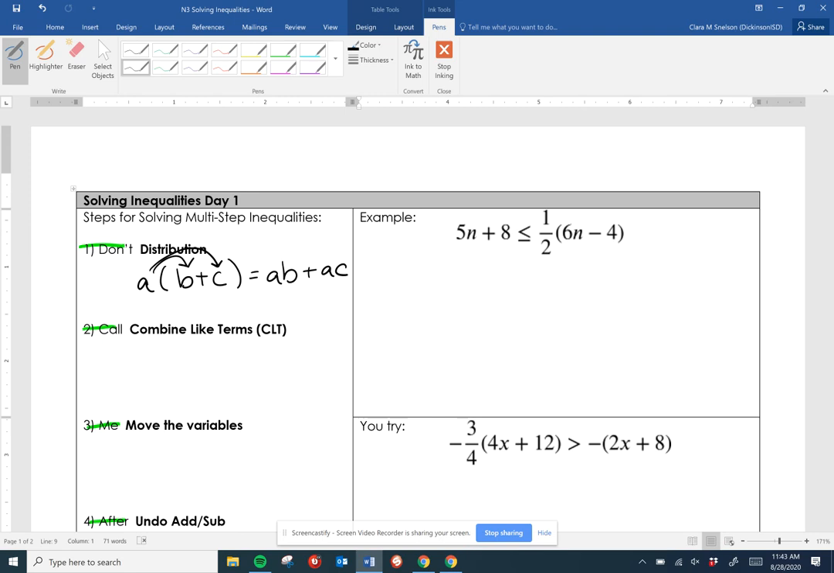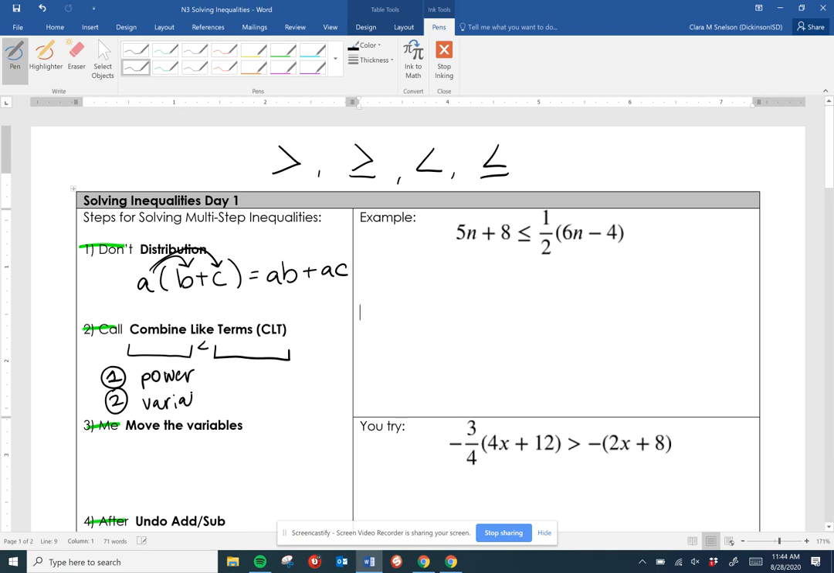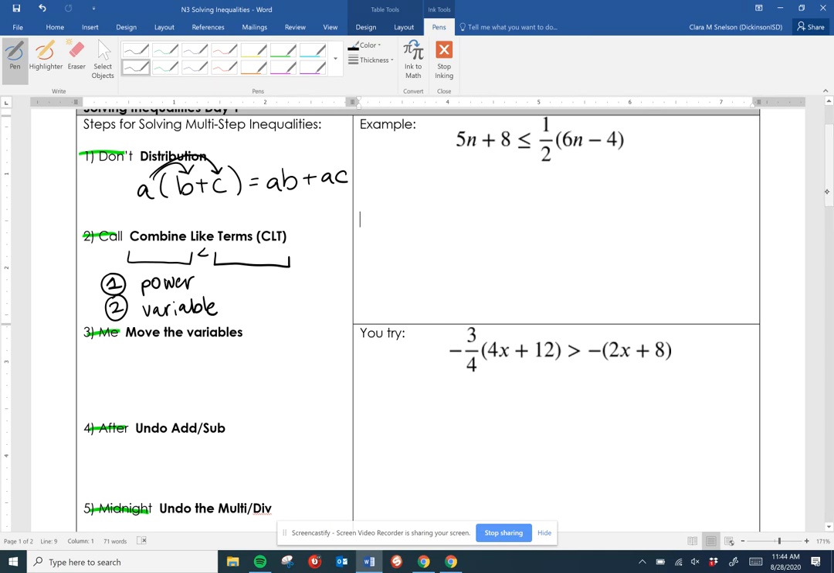And so here we're going to be dealing with inequality symbols. So inequality symbols are going to be greater than or equal to, less than or equal to. So like terms, say we have a less than, those are going to be on either side of the symbol. And like terms have two things the same. The first thing they have the same is they have the same power. And the second thing that they have the same is they have the same variable. So we just need to make sure if they have the same power and the same variable on the same side of the symbol, we're going to go ahead and combine them.